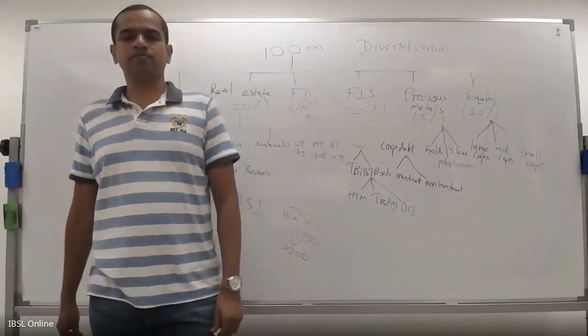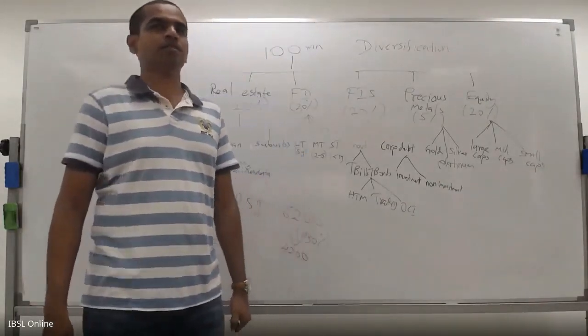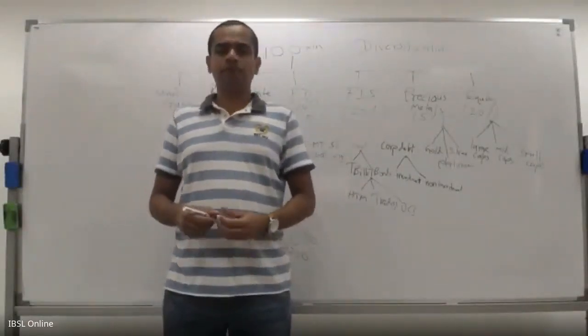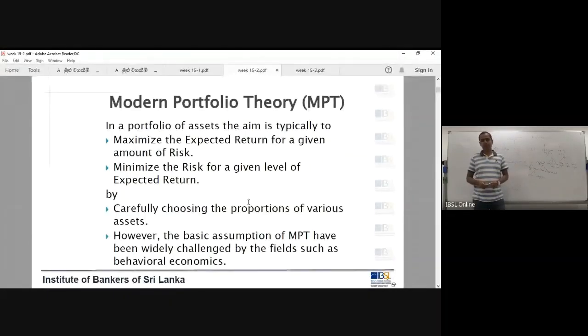Modern portfolio theory. A portfolio is a collection of assets. For a portfolio of assets, the aim is typically to maximize expected return for a given amount of risk. Remember, risk is measured by standard deviation. For a given amount of risk, your objective is to maximize the return, and for a given level of expected return, you need to minimize the risk.